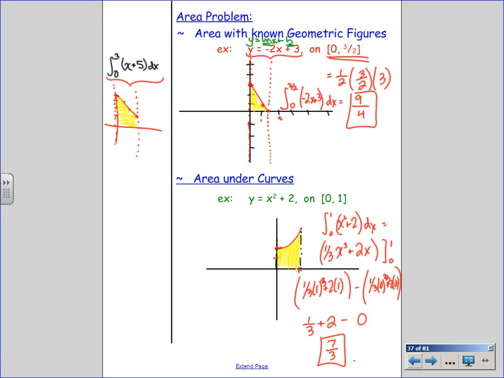Anyway, can your calculator solve indefinite integrals? No. But can it solve definite integrals? Yes. Okay. So then, moving on. I just wanted you guys to be able to see that.